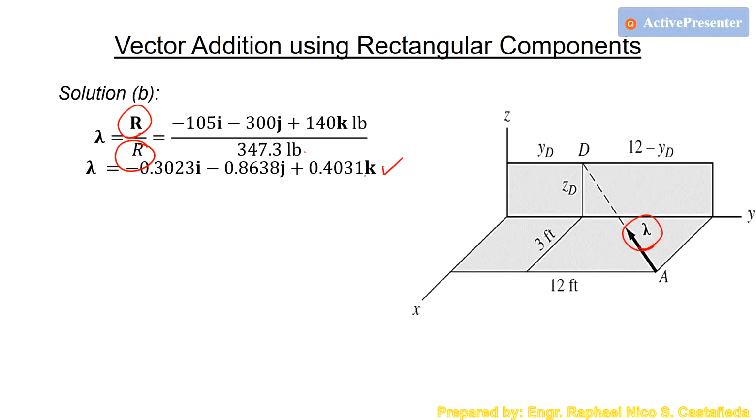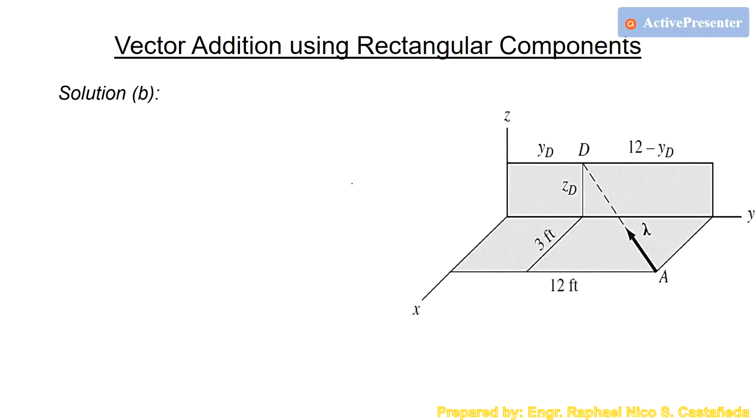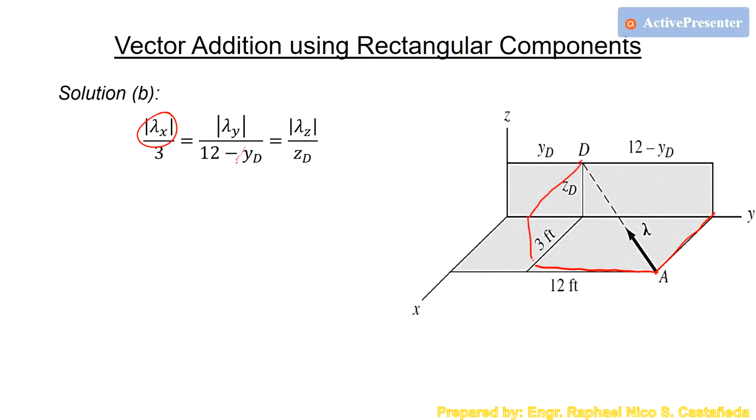Then we apply the concept of ratio and proportion. In ratio and proportion, it will look like this. So we have lambda x. Obviously, we will use the positive value because this is ratio and proportion, meaning there is no negative value, so that the distances are proportional to each other. So we have lambda x, this box right here.